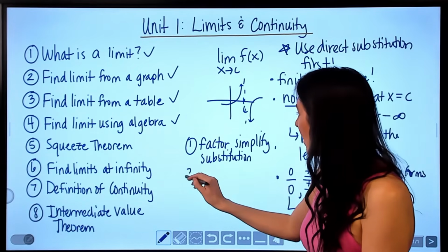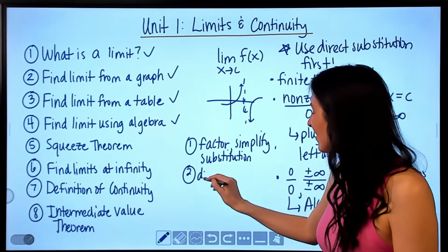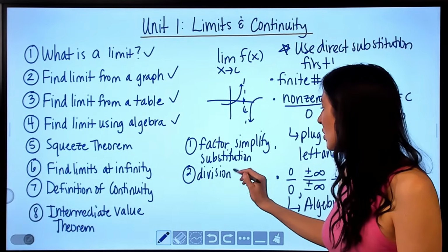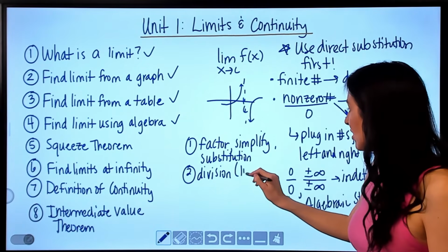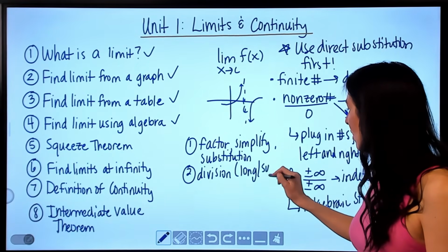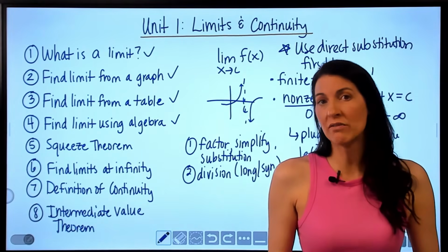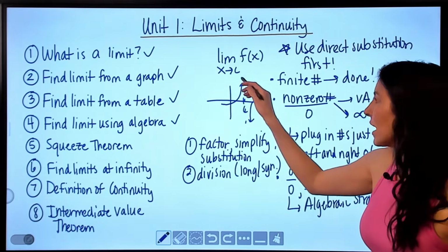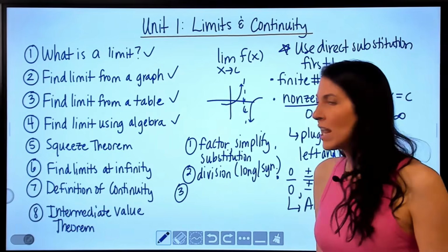All right, another thing you could do if you have a polynomial divided by a polynomial is you may have to use division first to simplify this rational function, and so you may either use long division or you may use synthetic division. So simplify first using division and then plug in your C value, then use substitution. All right, let's see what else you could do.